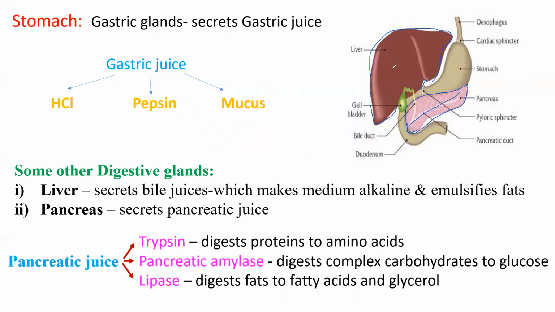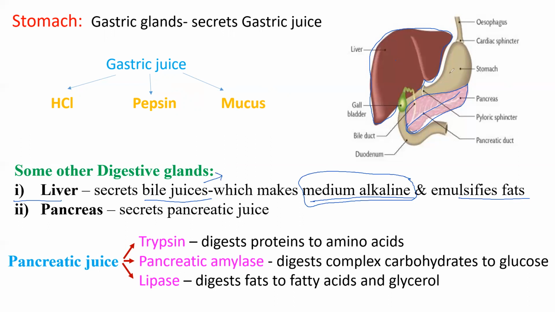What is the use of these two glands? We'll see one by one. Digestive glands actually help with digestion. The first one is the liver, the largest gland, which secretes bile juices. Bile juices don't have any enzymes to digest, but they make the medium alkaline and emulsify fats. Why does the medium have to change to an alkaline medium?